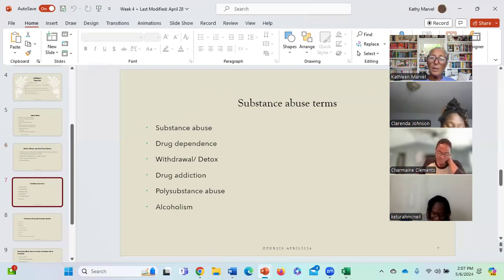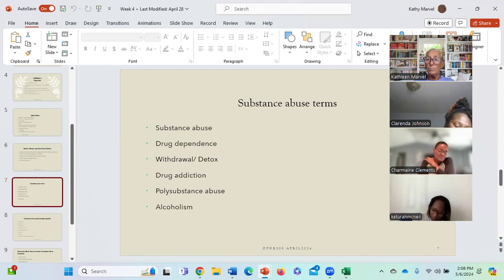Please know the difference between these terms. They're in your readings. Substance abuse, drug dependence, withdrawal, detox. I'm not going to go through each one. Drug addiction, polysubstance abuse, and alcoholism. You're going to get asked about this, maybe given a scenario, right?